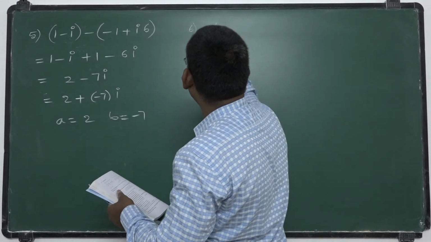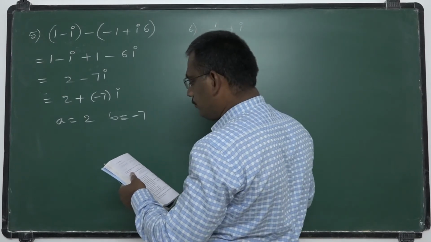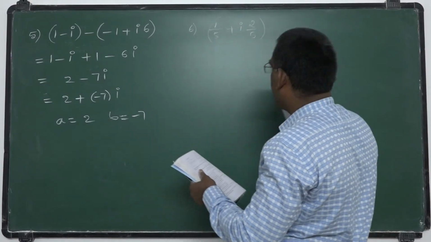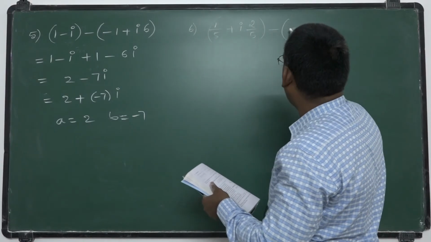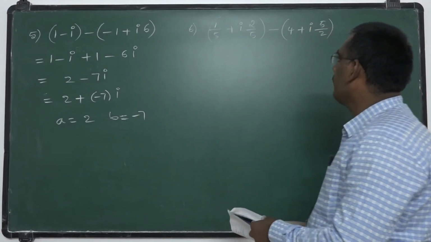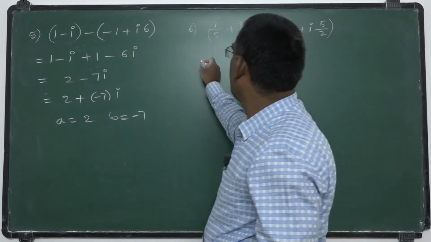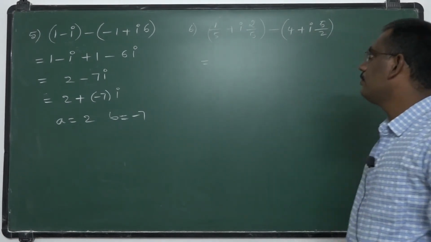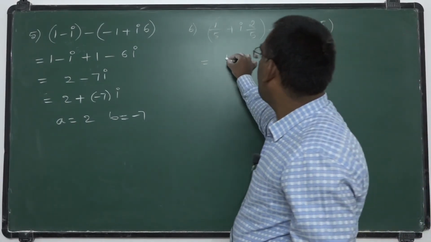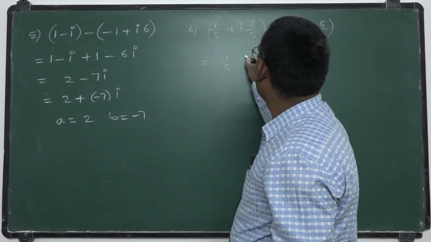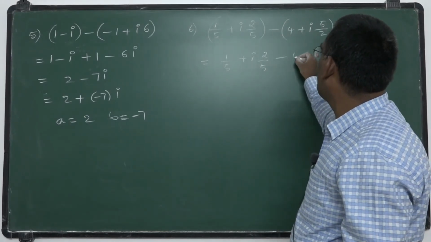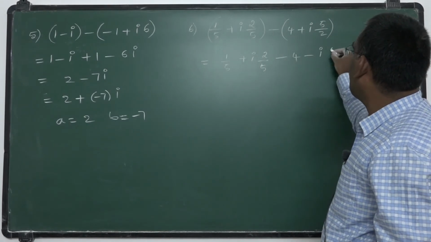One by 5 plus i into 2 by 5 minus of 4 plus i into 5 by 2. So now this expression can be converted into a plus ib form. 1 by 5 plus i into 2 by 5 multiplying with minus 4 minus i into 5 by 2.